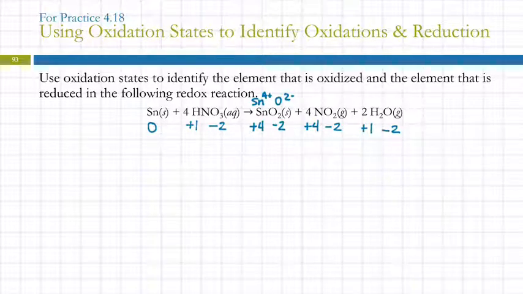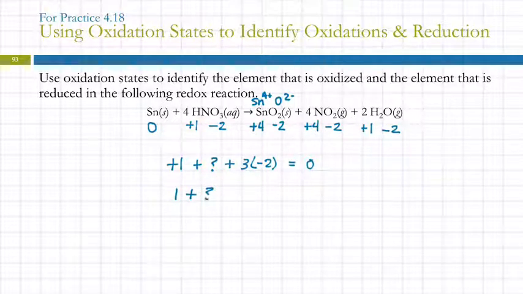This one is a little more involved. So we have 1 hydrogen, and we have 1 nitrogen that we don't know what it is, and we have 3 oxygens, and they are each -2. And what does this have to add up to? 0. It's a neutral molecule. So I've got 1 plus question mark minus 6 equals 0. So this is question mark minus 5 equals 0. So the nitrogen here must be +5.